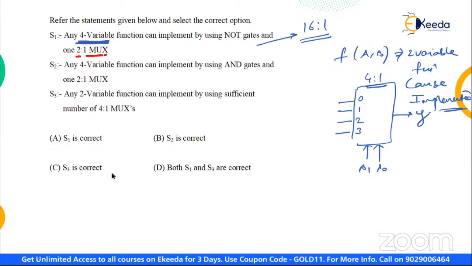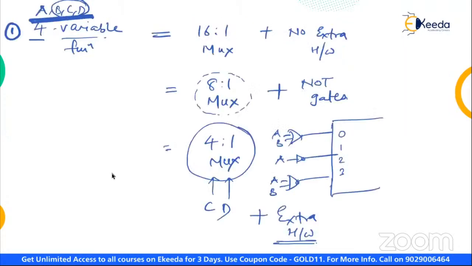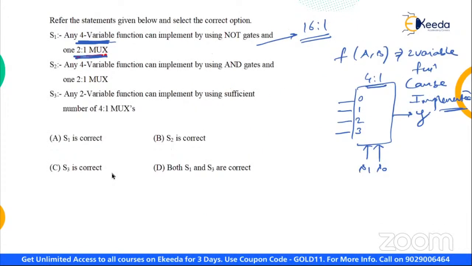For a four variable function, if you have only a 2:1 multiplexer, only NOT gates are not necessary. You may require some other extra hardware also. In that sense, S1 is false. S2 will also become false. Why? Because it says any four variable function can be implemented by using AND gates and a 2:1 multiplexer. Boss, you cannot decide whether you require a NOT gate, AND gate. You may require a NAND gate. You may require anything. Moral of the story, S2 is a false statement.